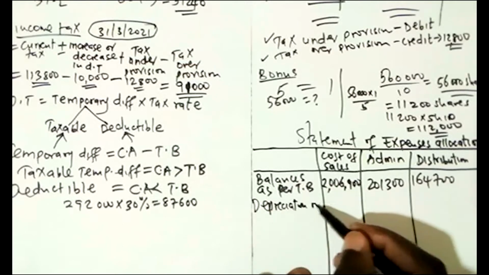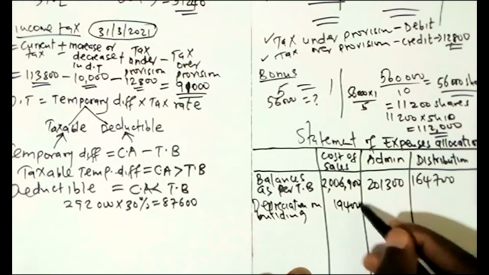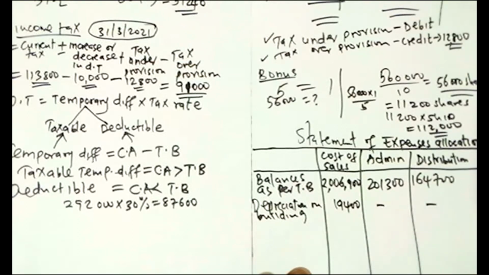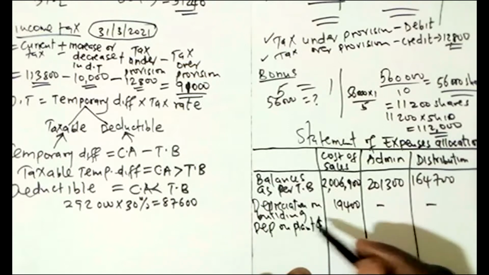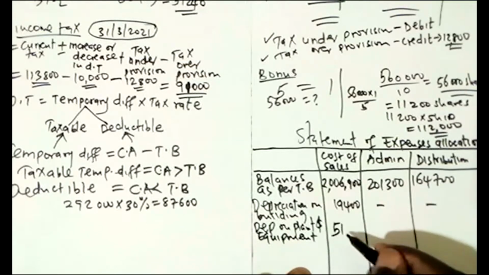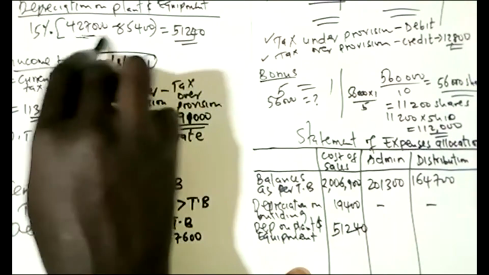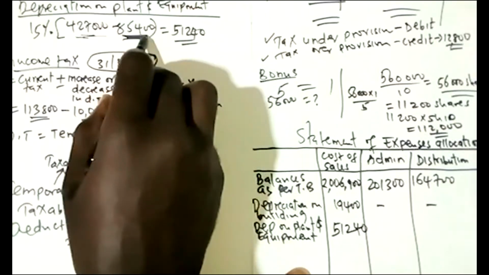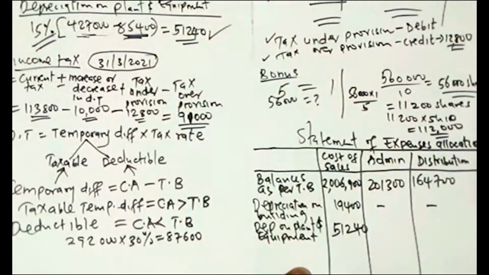The first one was on building, which was 19,400. I think you remember we did that: 485,000 divided gives 19,400. Then we have the depreciation on plant and equipment, which was 51,240. For this one, we took the cost, deducted the accumulated depreciation, then multiplied by the rate. So this is the reducing balance method, and that is how we arrived at 51,240.